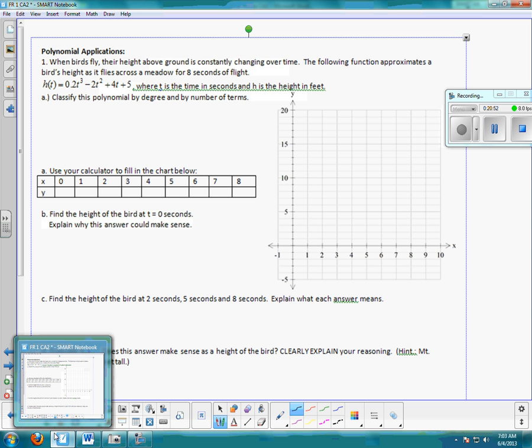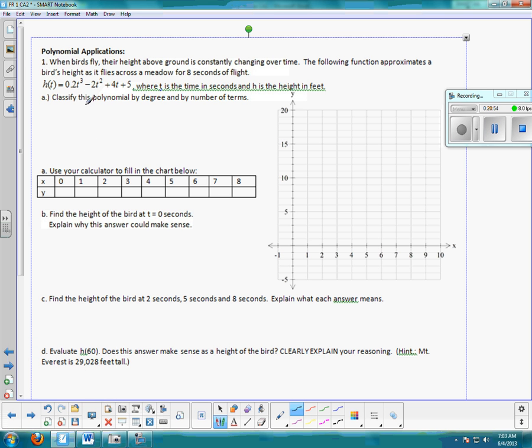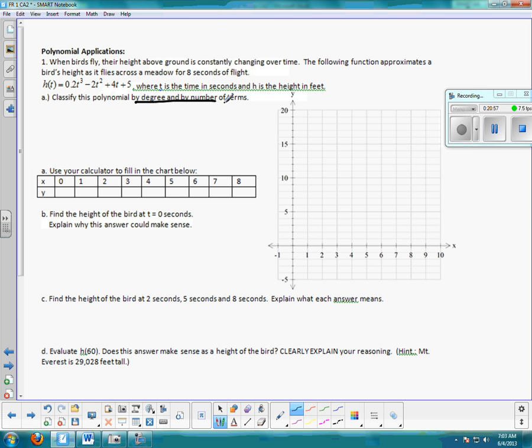And so the first thing we wanted to do was classify it by degree and number of terms. That was really hard for a lot of people on the test. Degree, it's a third degree, which makes it cubic by degree. And it has 4 terms, which makes it, you could either call it a polynomial or a quadrinomial. So I'm going to go ahead with a polynomial. Anything over 3, we generally start to call a polynomial. But if you wanted to call it a quadrinomial, that would be correct as well.